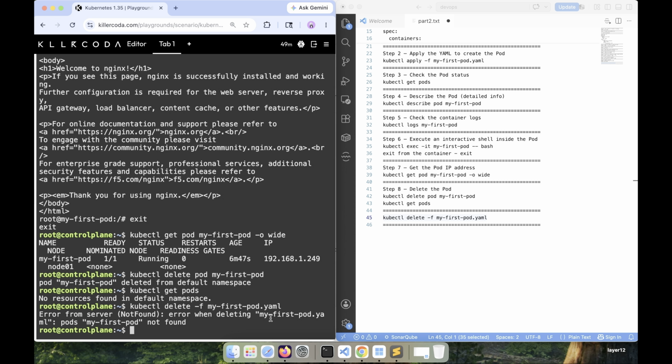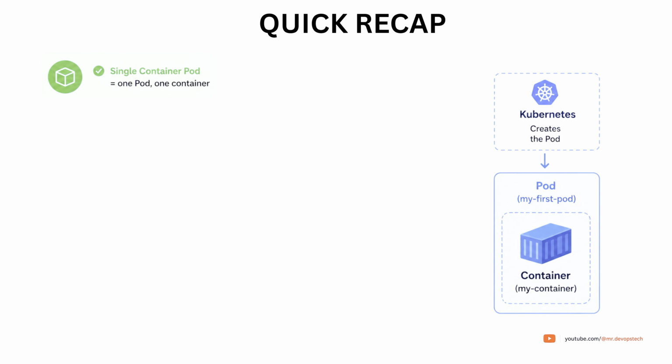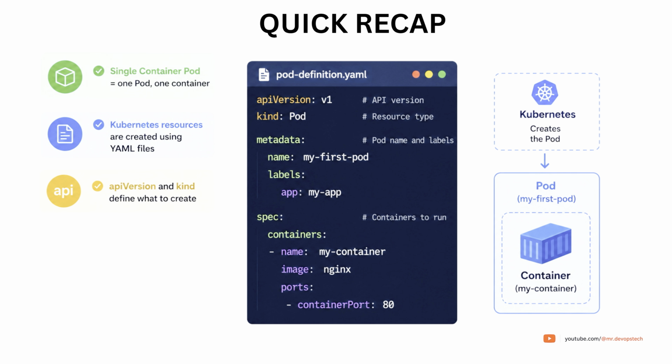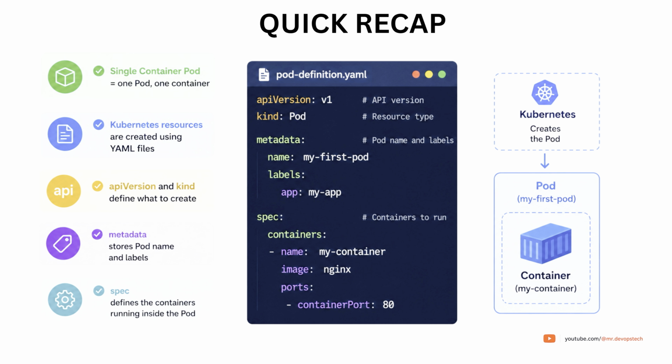You can use the YAML file method. So now let's quickly recap. A single container pod means one pod running one container. Everything in Kubernetes is defined using a YAML manifest file. API version and kind tell Kubernetes what resource to create. Metadata defines the pod name and labels. Spec defines which container should be run inside a pod.